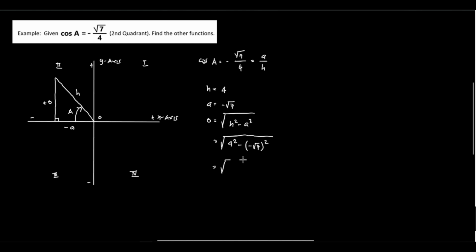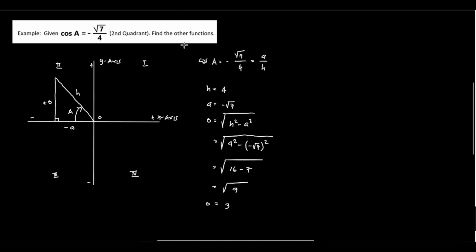and 4 times 4 is 16, minus negative square root of 7 times negative square root of 7. Negative times negative is positive, and square root of 7 times square root of 7 is 7. So this is minus 7. Square root of 16 minus 7, that's the square root of 9, or 3. Therefore, the opposite side is equal to 3.